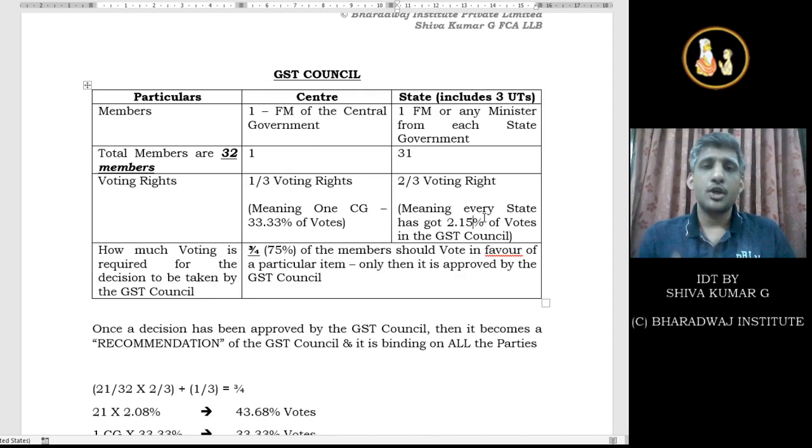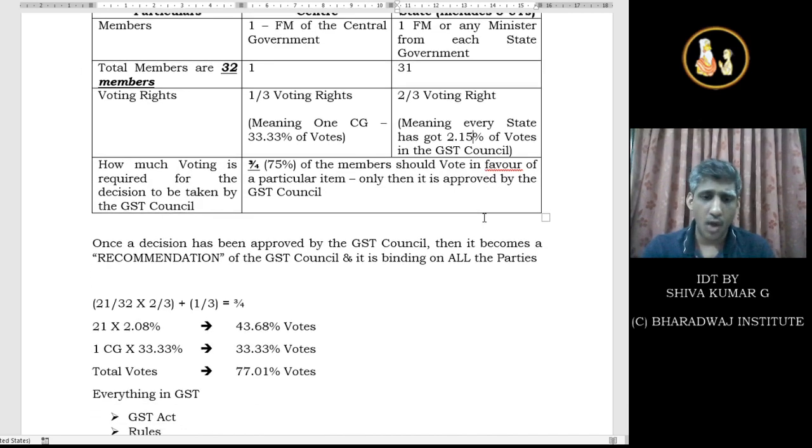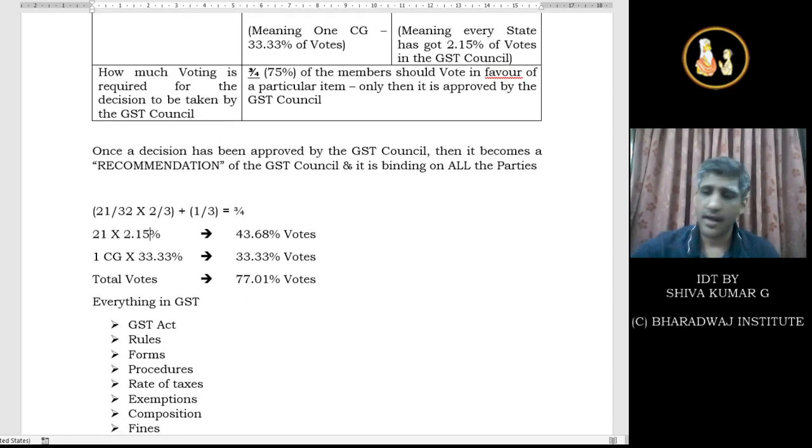For a decision to be passed by the GST Council, how many votes are required? To take a decision, 75% of the votes, that is 3/4, are required. So we did one small piece of mathematics. We should change it to 2.15, the new number. So 21 into 2.15 will give you 45.15, plus 33.33 will get 78.48.